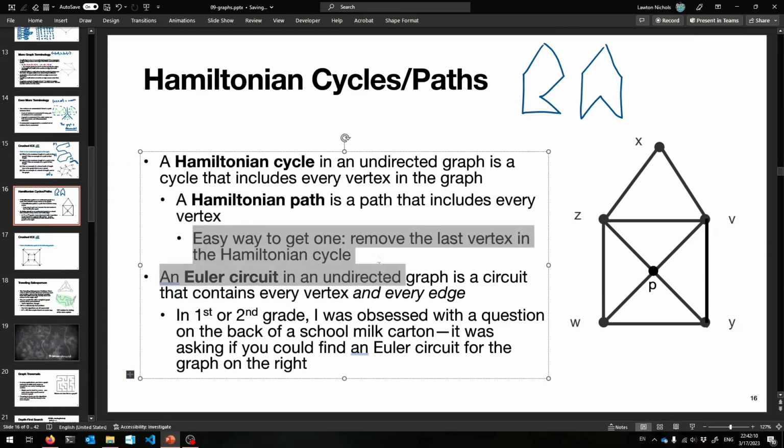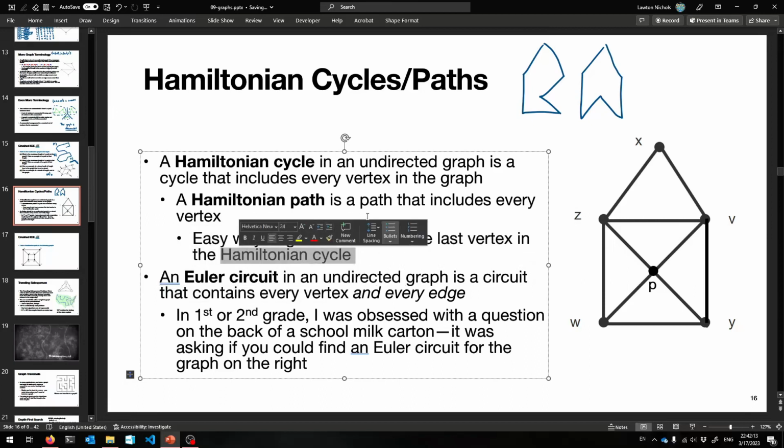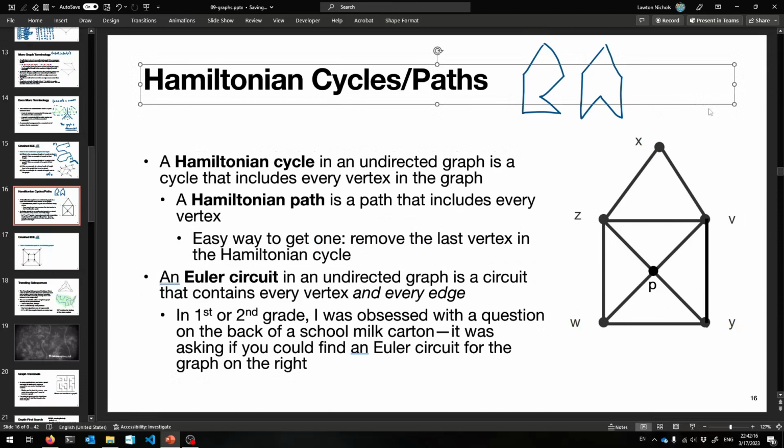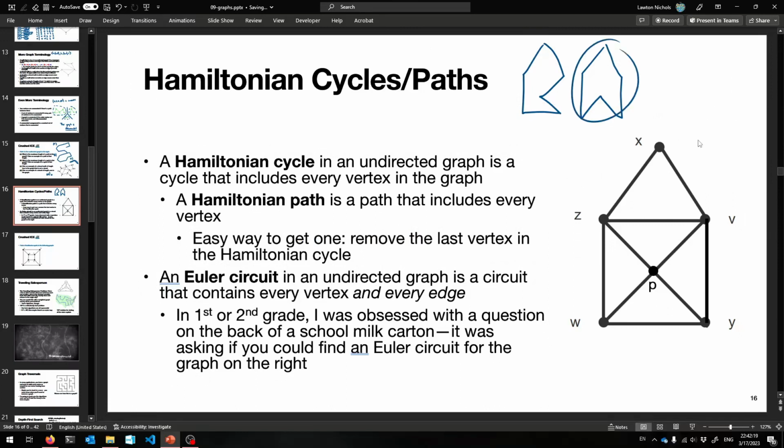So a very easy way to get a Hamiltonian path is just find a Hamiltonian cycle and then just chop off one of the edges, for example. So just like take this one, for example, and do not close it off. So like go from here to here to here to here to here to here. Don't go all the way back to X. So that would be a Hamiltonian path. This is a Hamiltonian path, HP, and these are Hamiltonian cycles, HCs, I guess. See that? So those are Hamiltonian cycles and Hamiltonian paths.